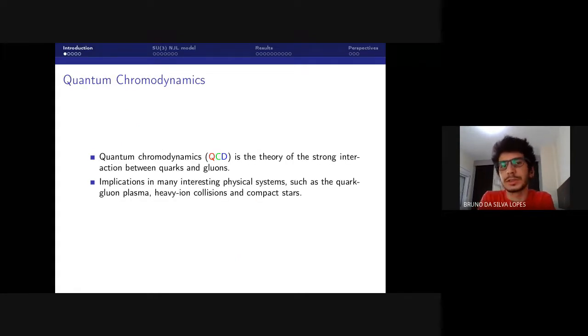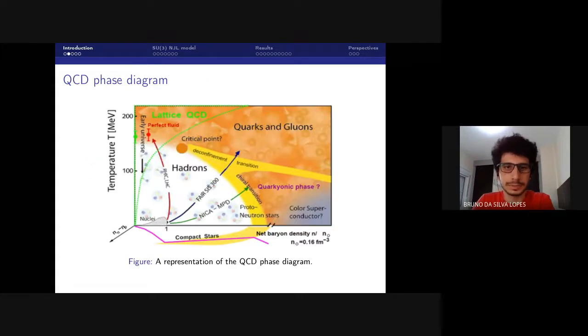So the object of study here is quantum chromodynamics. It's the theory of the strong interactions between quarks and gluons. And the study of QCD is interesting because it brings many implications in many physical systems, such as the quark-gluon plasma, heavy ion collisions, or compact objects.